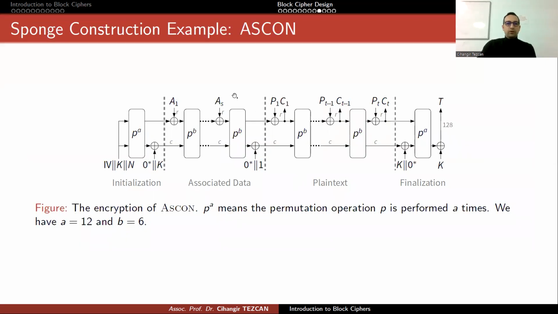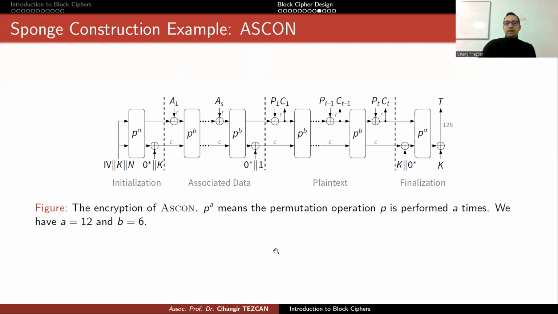So finally, let's move on to the third design, which is becoming more and more popular these days because sponge constructions are a nice way of designing block ciphers or hash functions, depending on your design. This is the full picture of ASCON. Associated data is used when you have data that you want to provide authentication but not encryption. So in this picture, just assume that this part doesn't exist.